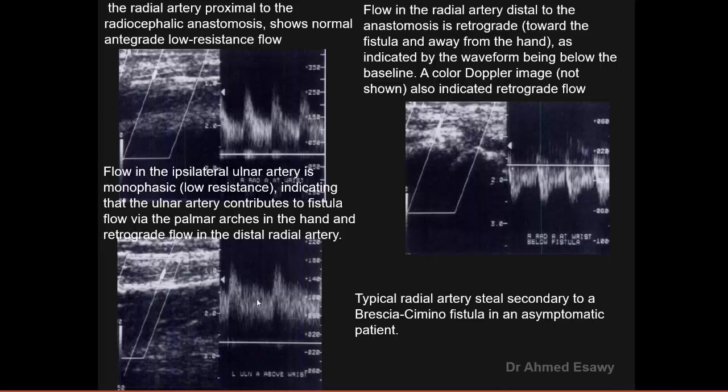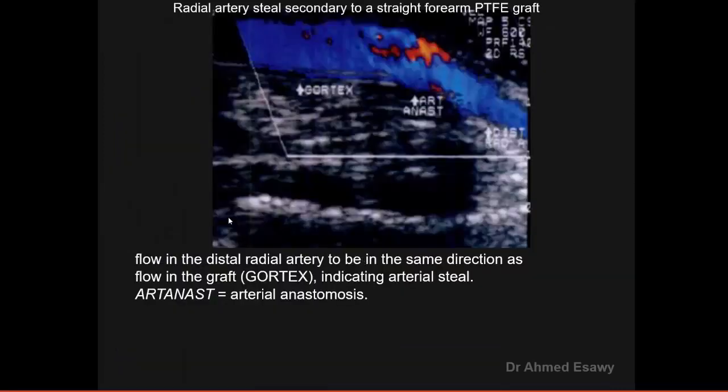Flow in the ipsilateral ulnar artery is monophasic low resistance, indicating that the ulnar artery contributes to the fistula via the palmar arch in the hand, with retrograde flow in the distal radial artery. Typical radial artery steal secondary to radiocephalic fistula in an asymptomatic patient. Radial artery steal secondary to straight forearm synthetic graft. Flow in the distal radial artery is in the same direction as flow in the graft, indicating arterial steal.